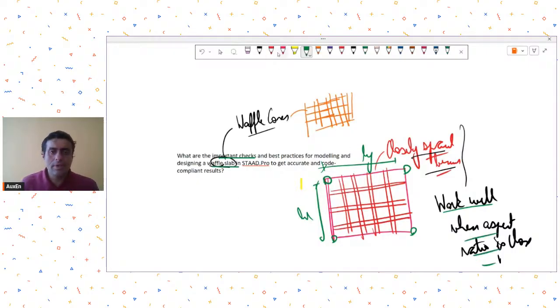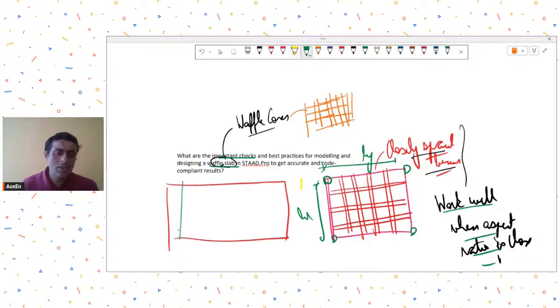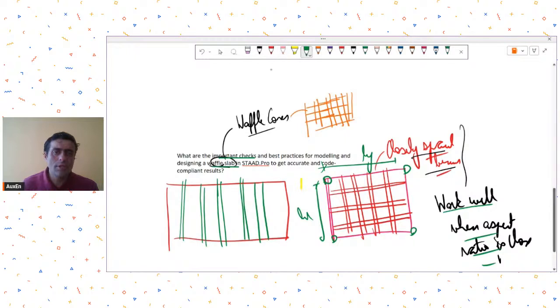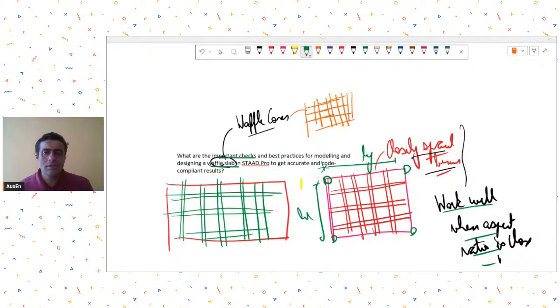If you have an aspect ratio, let's say, approaching 2, then waffle slabs won't be very efficient, because naturally the short span beams will attract more forces and the long span beams won't be that effective. So provide waffle slabs when you have an aspect ratio closer to 1, maybe around 1 up to maybe 1.25, it's okay. So this thing you should keep in mind. Then one more thing is that you have to have strong peripheral beams for that. Your peripheral beams should be strong.